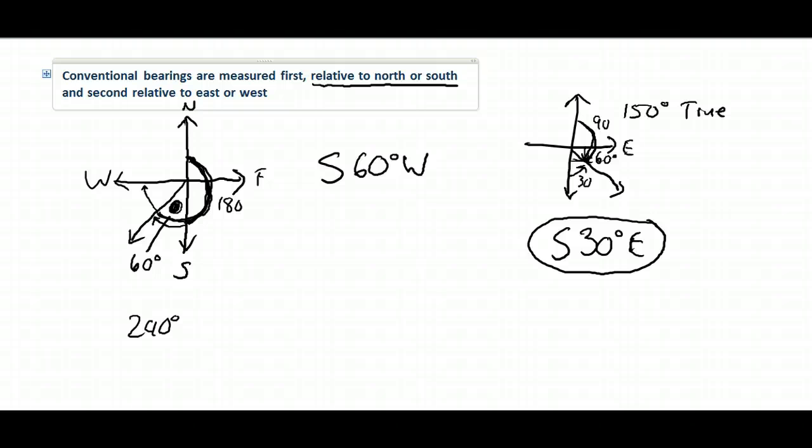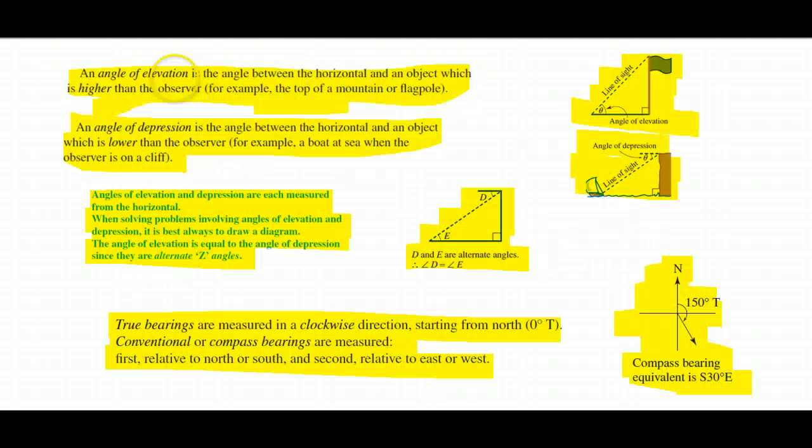Alright, let's summarize what we've learned in this video. Okay, here are the notes that need to be copied down. So make sure you copy those into your book.